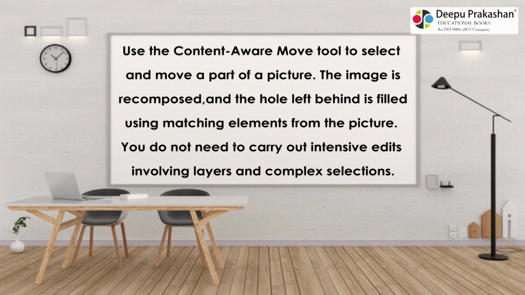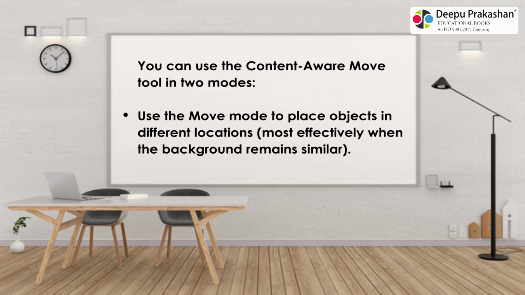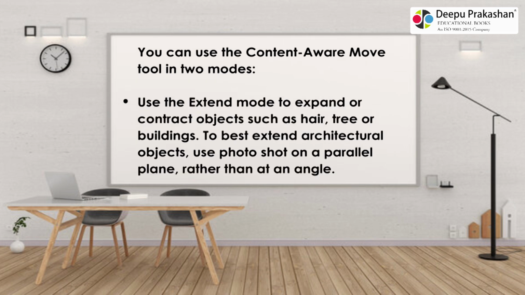You do not need to carry out intensive edits involving layers and complex selections. You can use the Content-Aware Move tool in two modes. Use the Move mode to place objects in different locations, most effectively when the background remains similar. Use the Extend mode to expand or contract objects such as hair, trees, or buildings. To best extend architectural objects, use a photo shot on a parallel plane rather than at an angle.